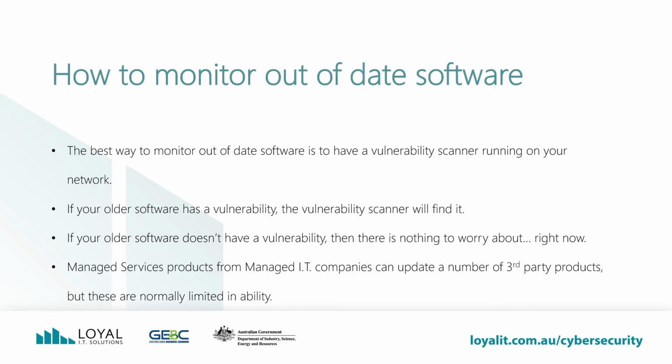How do we monitor out-of-date software? The best way to monitor out-of-date software is to have a vulnerability scanner running on your network. If your older software has a vulnerability, the vulnerability scanner will find it. If your older software doesn't have a vulnerability, then there is typically nothing to worry about. Right now, that is. Remember, vulnerabilities are found every day. So constant re-evaluation and monitoring is critical to maintaining security on your network.